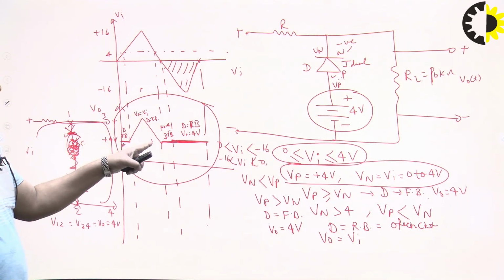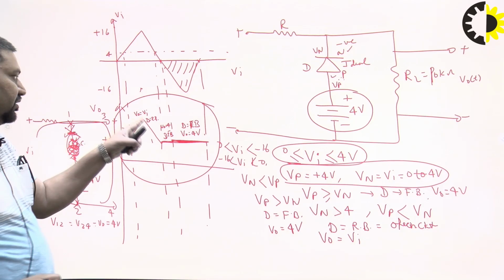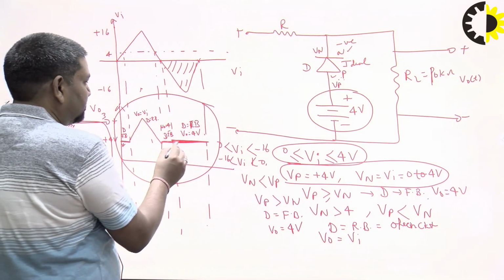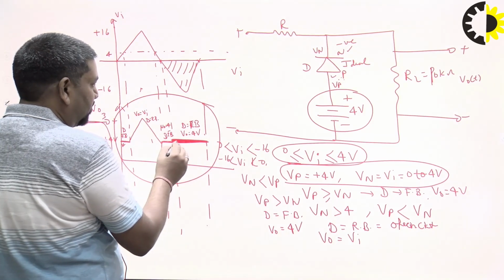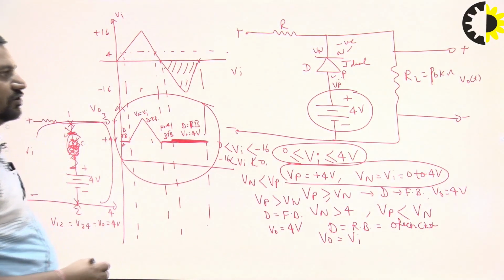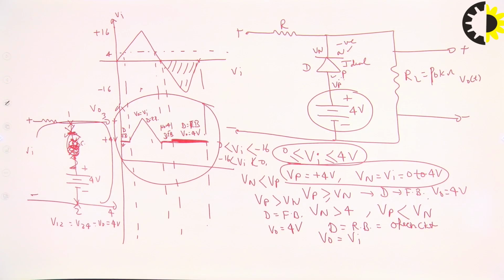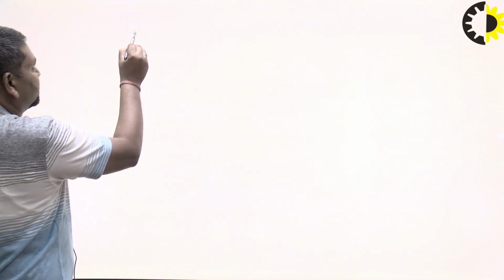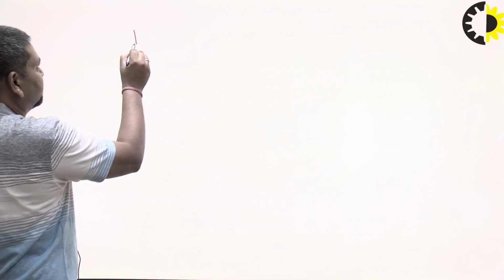Then they follow the Vi, V naught is equal to Vi, because the diode is reverse biased. But in this case, in the reverse bias condition, the diode should be forward biased and they maintain the output voltage at 4 volt. Another question to be asked is on the Zener diode. So what is the question to be asked on the Zener diode?